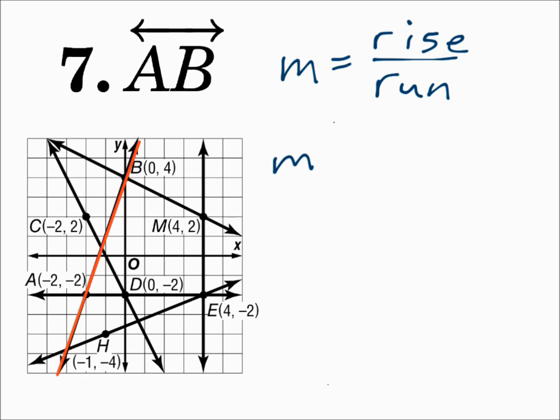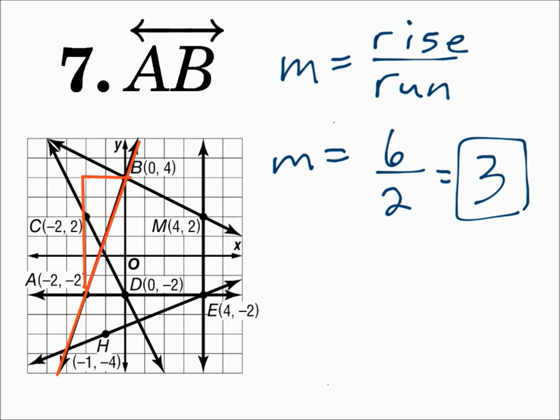The rise from A to B is up 6. The run is over 2. So rise over run is 6 over 2. And that's a 3. Rise is vertical. If it's up, it's positive. If it's down, it's negative. Run is horizontal. If it's right, it's positive. If it's left, it's negative. And then make sure it's reduced.